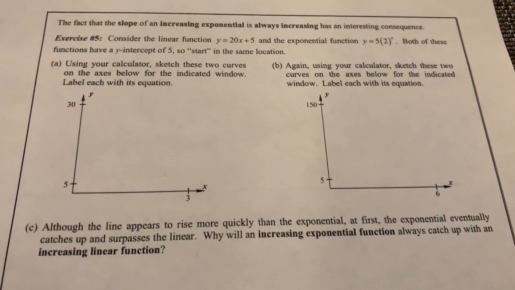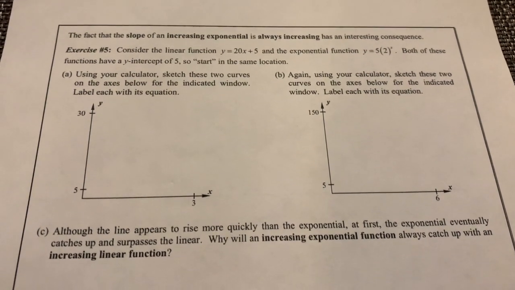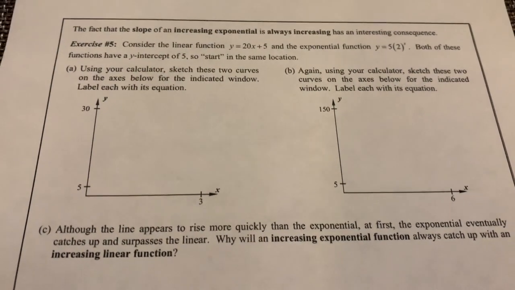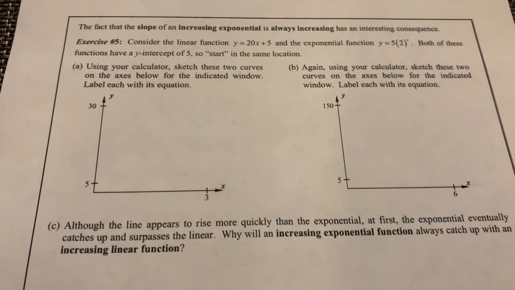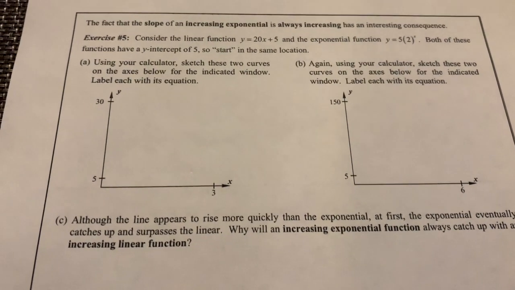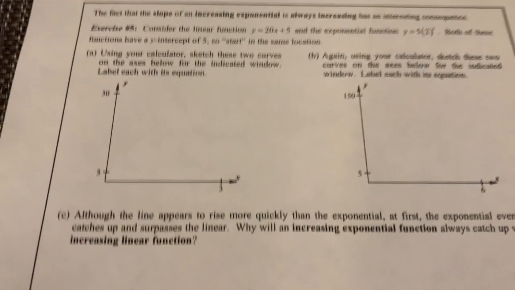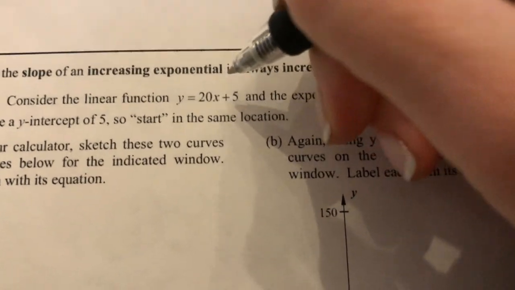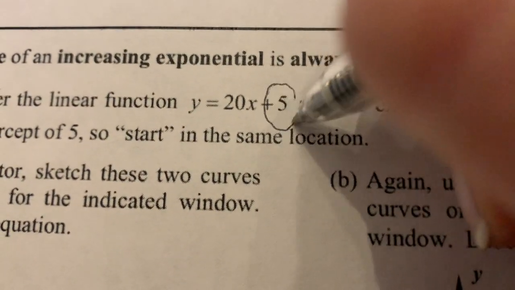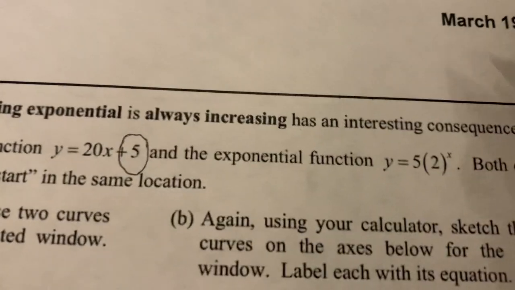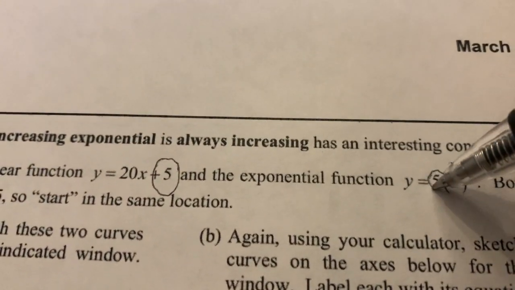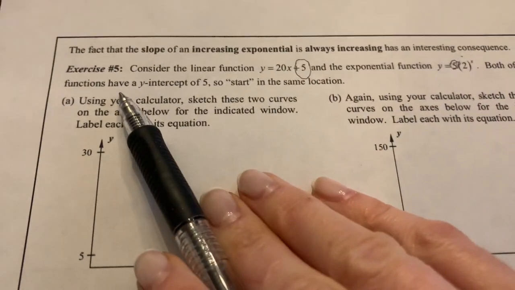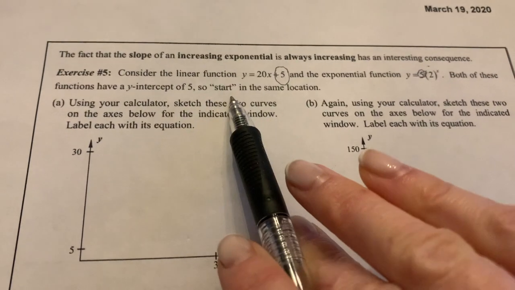So the fact that the slope of an increasing exponential is always increasing has an interesting consequence. We're going to look at exercise 5, and we're going to look at this first, the linear function y equals 20x plus 5, and then the exponential function y equals 5 times 2^x. Notice that they both have the same y-intercept. The y-intercept in a linear function is here, b, that's 5. And the y-intercept in an exponential function is here, which is also 5. Both of the functions have a y-intercept of 5, so they both start in the same spot.